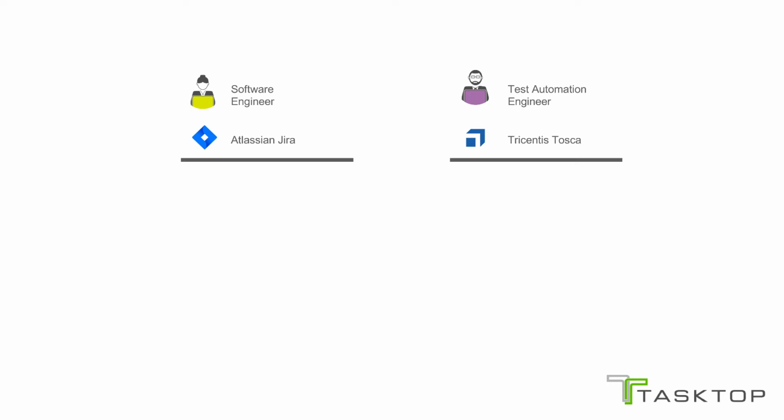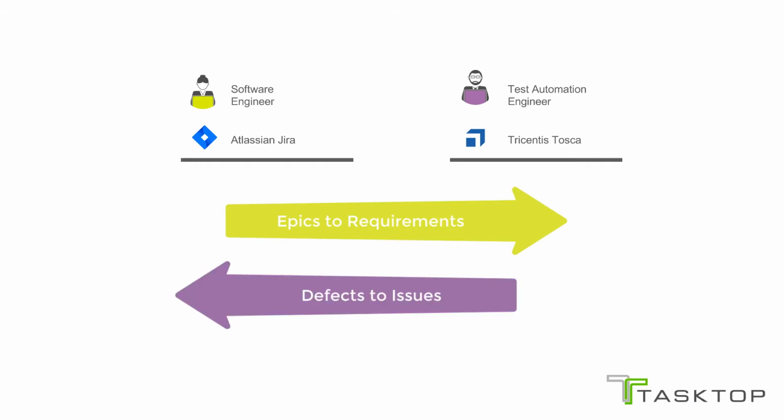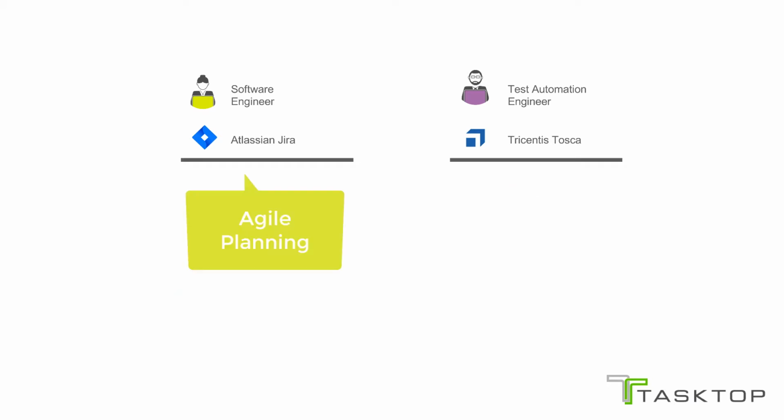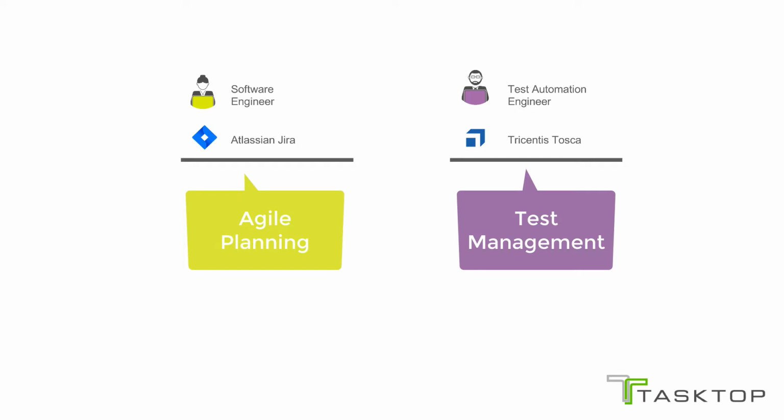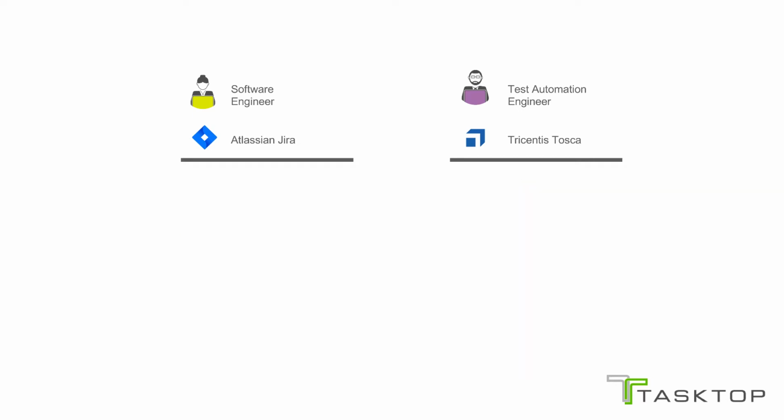I'm going to walk you through a common scenario of synchronizing epics in Jira to Tosca's requirements and synchronizing defects found in Tosca back to Jira where they can be resolved. The tools in our example are Jira, an agile planning tool, and Tosca, a test management tool. Before we jump into the tools themselves so we can see each practitioner's experience, I'll tell you real quick what we're going to do today in the demo.